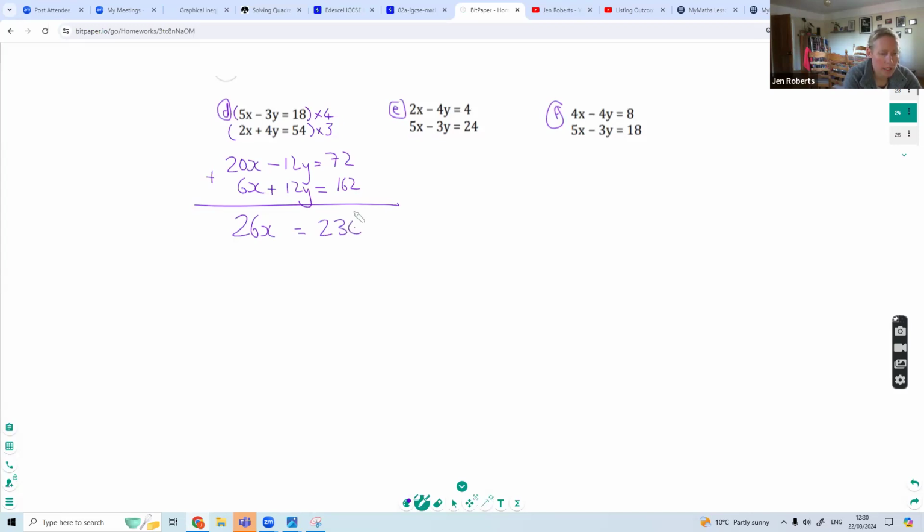Divide both sides by 26. x is 9. I'm going to use my bottom equation to find y. x is 9. 2 times 9 is 18. I'm going to subtract 18 off both sides. Divide both sides by 4. So x is 9, y is 9. Next one. Times by 3, times by 4.